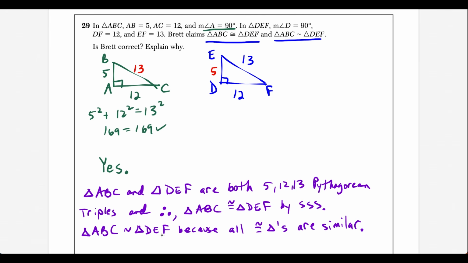Now, once again, for something like this, if we want to prove similarity, we could have used SSS similarity, showing that the three pairs of corresponding sides are all in proportion. So 5 over 5 equals 12 over 12 equals 13 over 13. We could also use the SAS similarity, but here, this is probably the most simple way to answer this question.